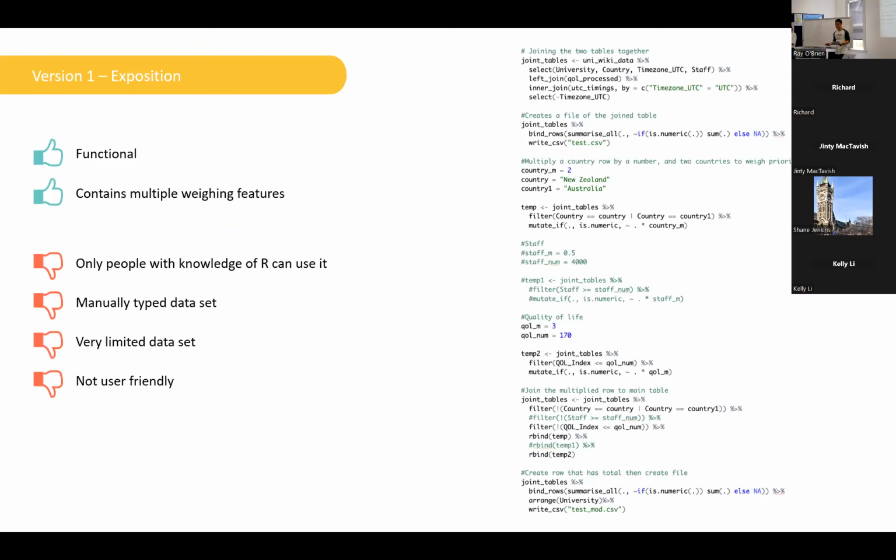So this was my first attempt at this idea, a proof of concept to show that this idea might actually be possible, and it will look roughly something like that. Here I used a programming language called R, and the data set is manually gathered from Wikipedia of the Masaryk University network. This program only has basic functions like weighing country, weighing staff number, and quality of life, but is essentially unusable unless you have some knowledge of programming. So I tried to tackle this problem in the next version.